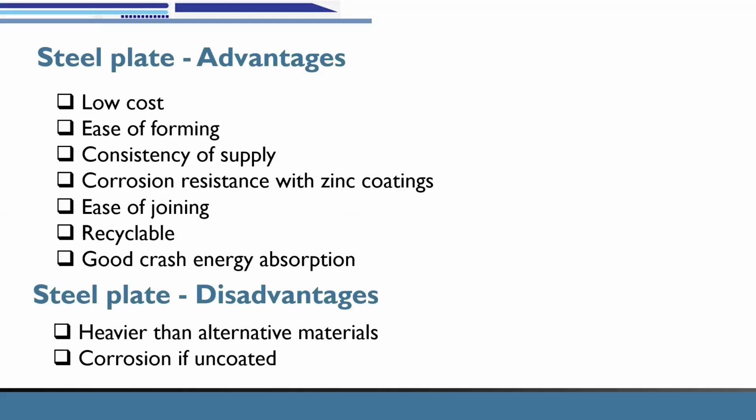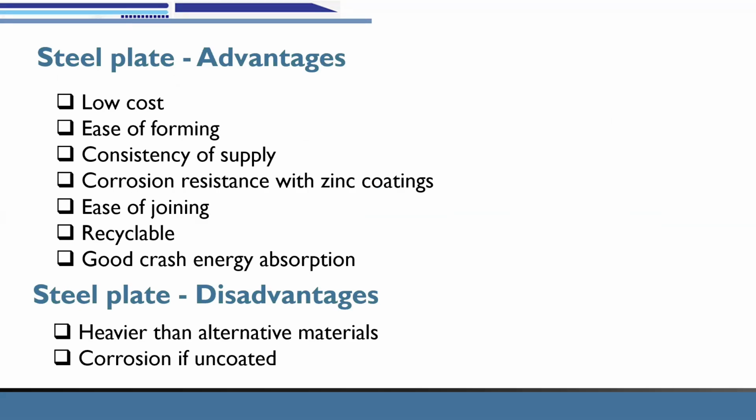It is low cost compared to the alternative materials. It is easily formable, with consistency of supply. That means the supply chain is not an issue over the globe; we can get the steel panel. And the major disadvantages of this steel plate.